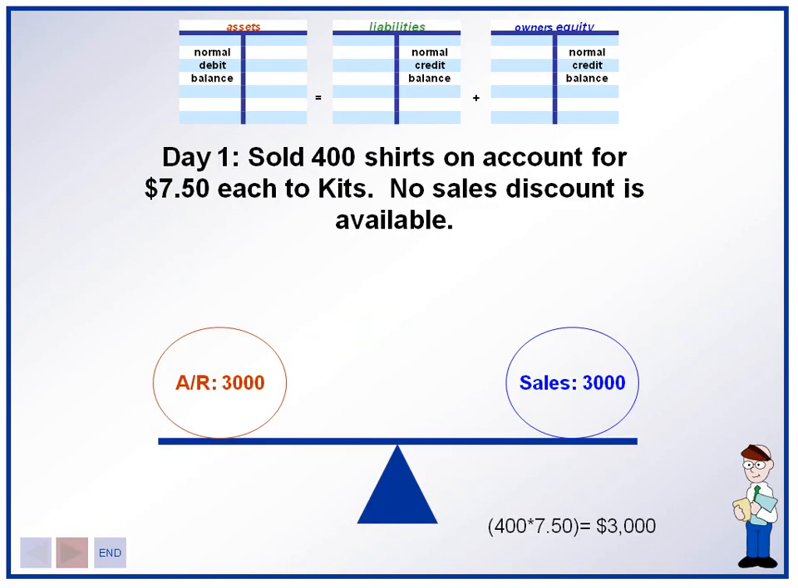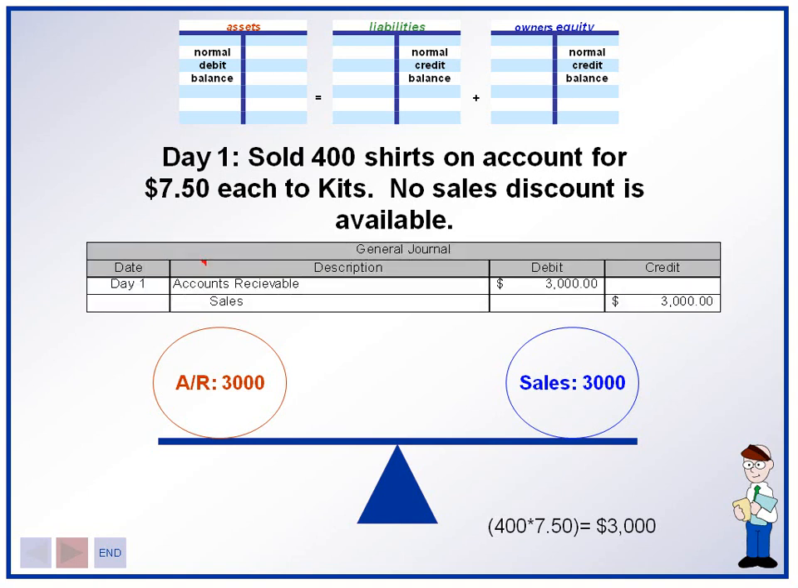On the first day of operations, our company sold 400 shirts on account to Kids Company for $7.50 each. For this sale, no discounts were available. The accounts affected in this transaction are accounts receivable, which is an asset account, and sales, which is an owner's equity account. To record this sale, we will debit the asset account, accounts receivable, for $3,000, and to record the increase in sales, we will record this as a credit.